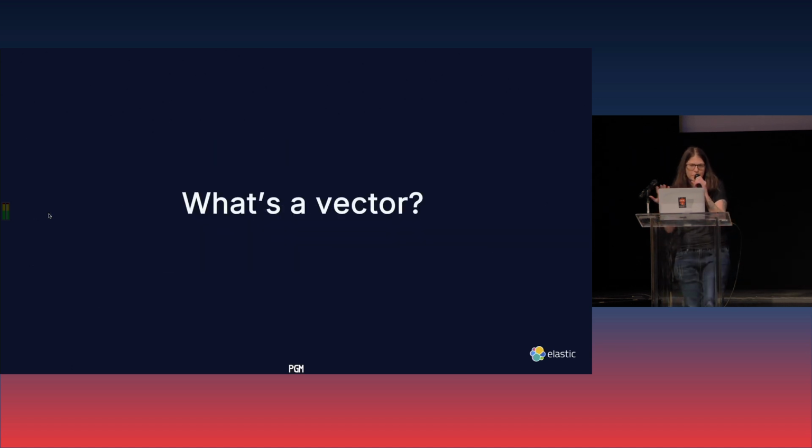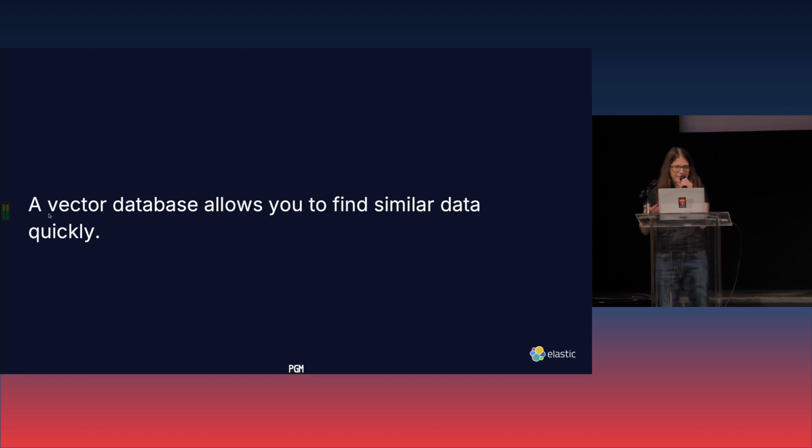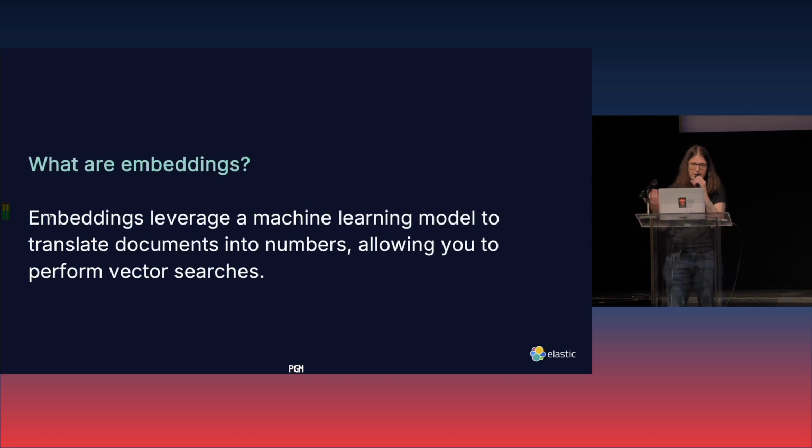So you might be wondering, Jess, what is a vector? A vector is a mathematical representation of data, like a word, image, or document, as a list of numbers. So a vector database allows you to quickly find similar data through the use of vector embeddings, which is a form of vector data representation that converts words, sentences, and other data into numbers that capture the meaning and relationships.